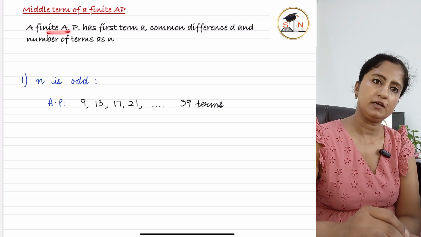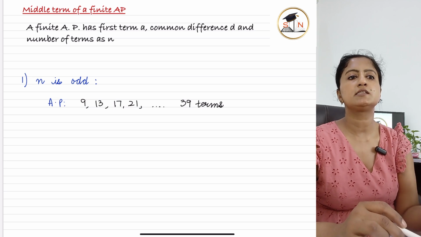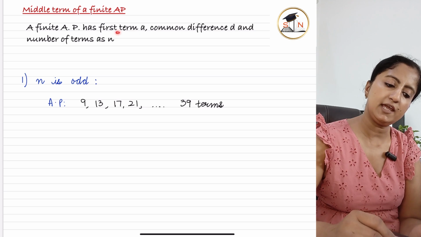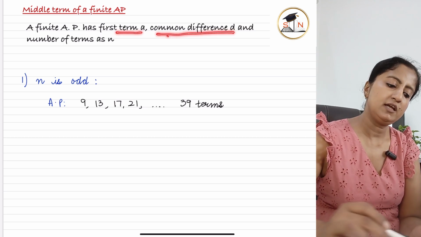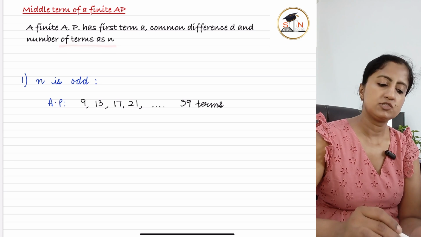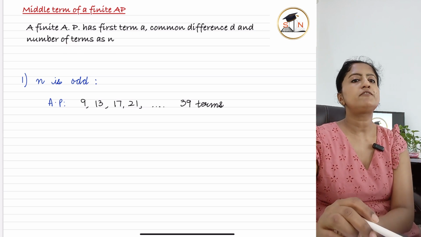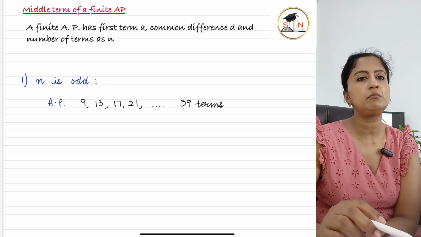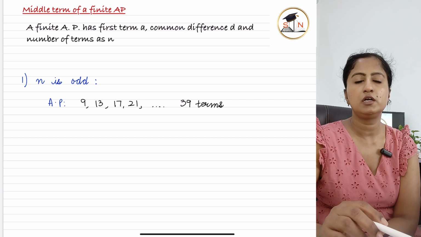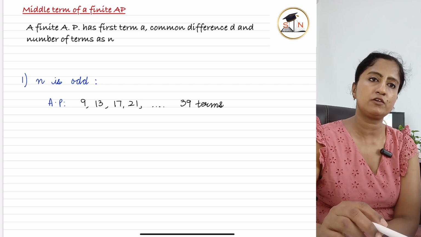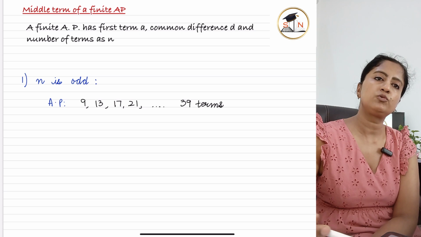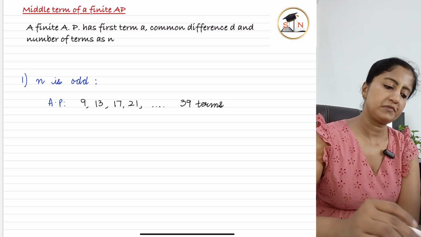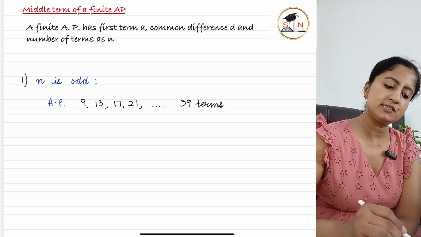A finite AP. Finite AP means it has a limited number of terms, which has the first term as A, common difference as D, and the number of terms as N. So these are the things. Now, when we are finding a middle term, there are two scenarios: when your N, the total number of terms, is even or odd, because the answer is going to vary in either case. So we have split it into two parts, and we are going to understand each part turn by turn. In the first case, our N is odd.